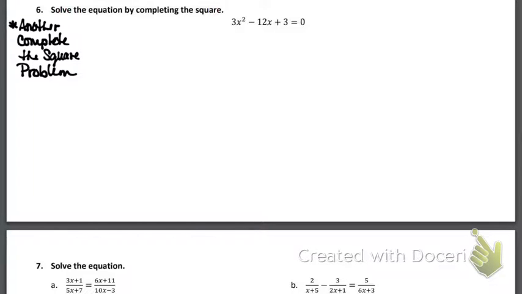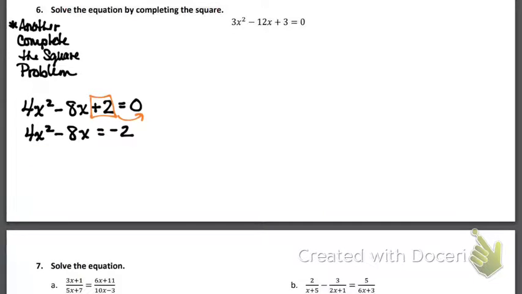All right, so I'm going to do 4x squared minus 8x plus 2 equals 0. And we're going to solve this by completing the square. First thing I want to do is this c value gets kicked to the other side. So I'm going to have 4x squared minus 8x equals negative 2.